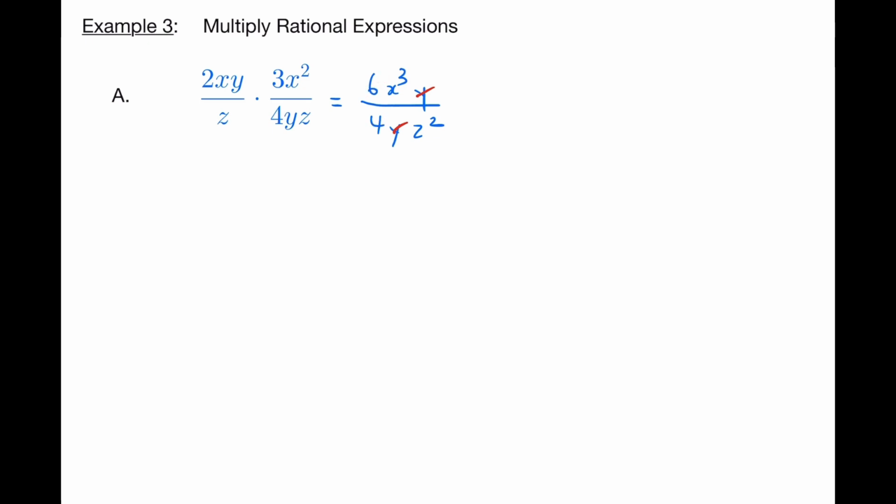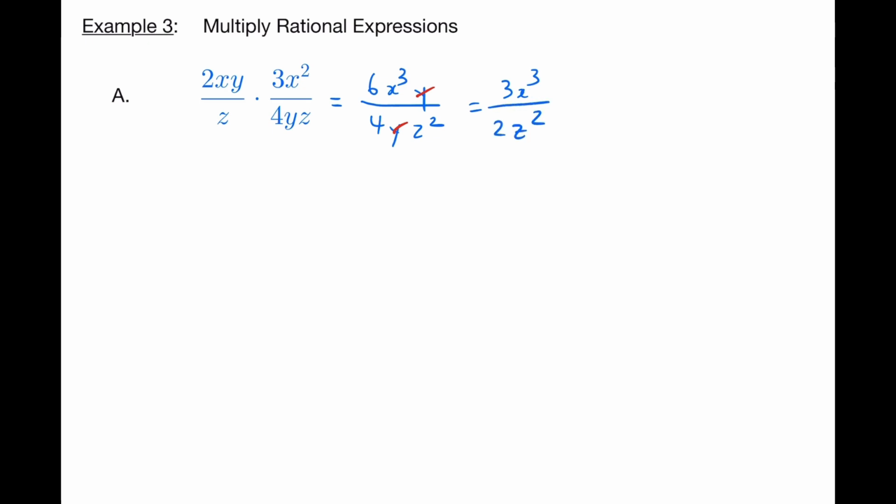Common factor is 2, right? 2 times 3 is 6. 2 times 2 is 4. The common factor is 2, so we can take that out. And so we would go ahead and rewrite this as 3x cubed over 2z squared.